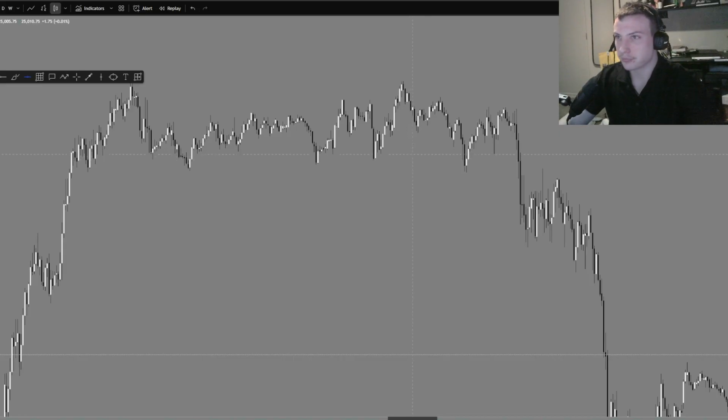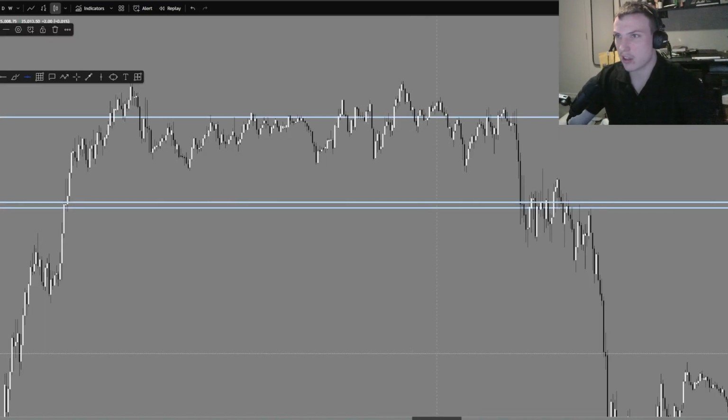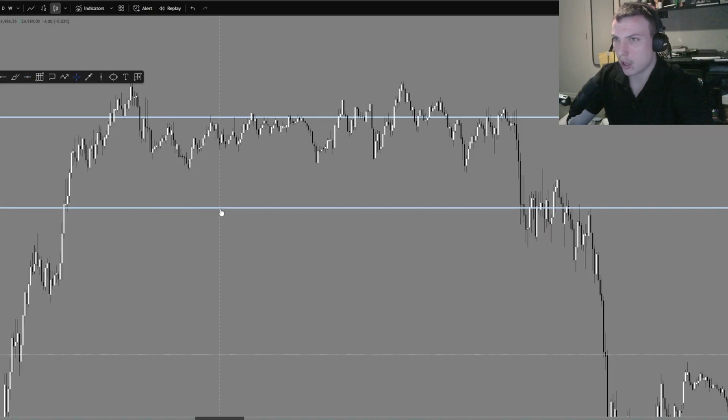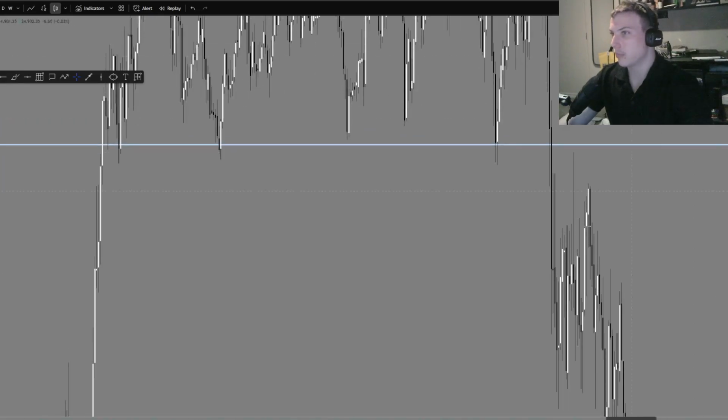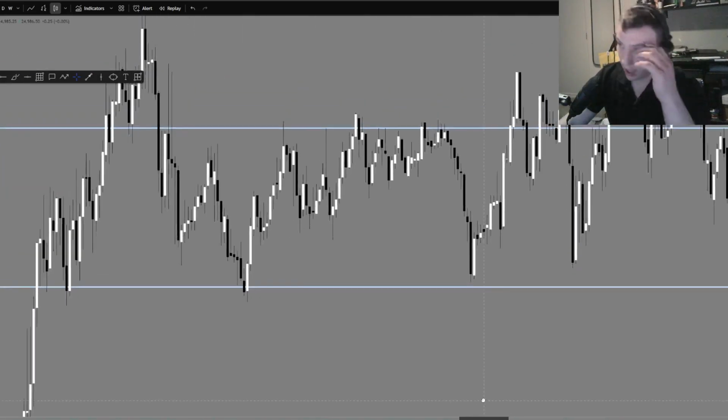So, level, let's say there's a level here. Oh, wow. There's levels everywhere, apparently. Okay. I'm really liking this level color, to be honest. It's nice.